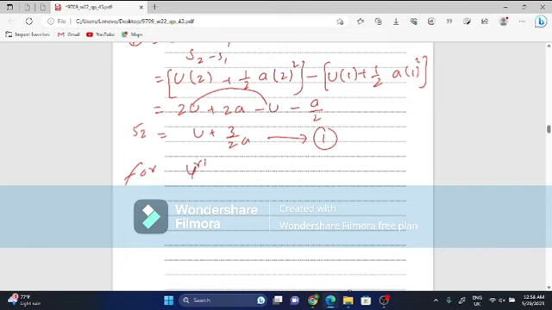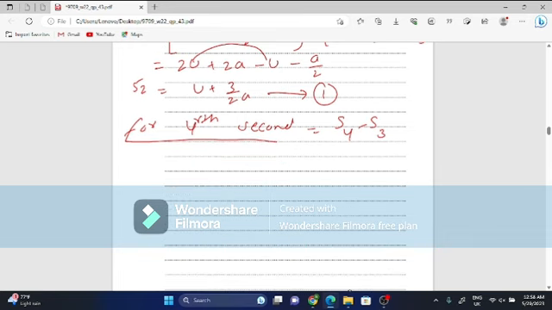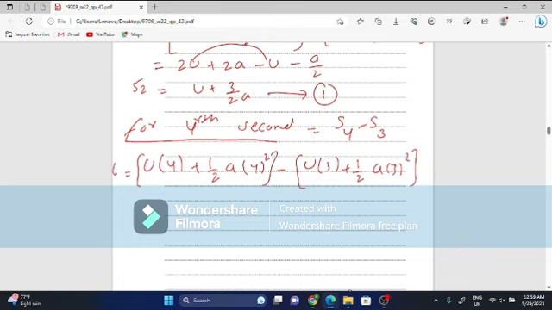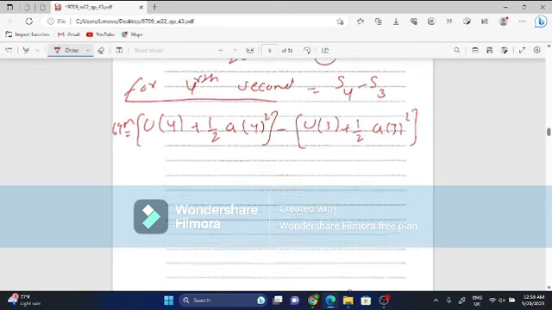For the fourth second, that would be s4 minus s3, and that gives me, again using the same equation of motion, ut plus half of at square, u of 4 plus half of a 4 square minus, in brackets, u of 3 plus half of a 3 square, that is equal to 64 meters, because for that scenario the distance covered is 64 meters over here.